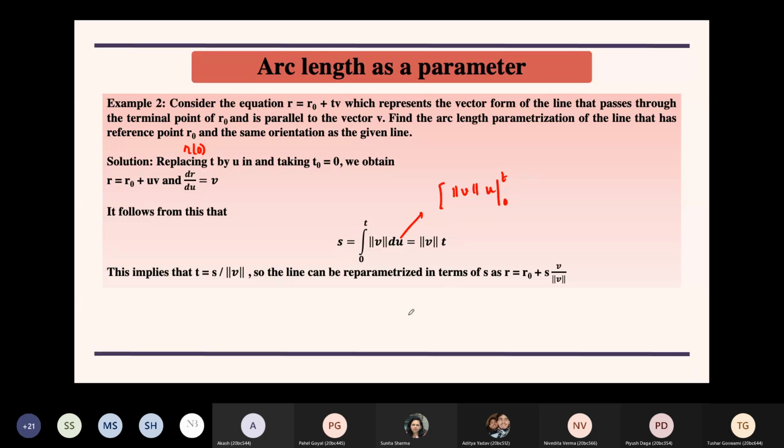Is this example clear to everyone? Yes, ma'am. Yes.